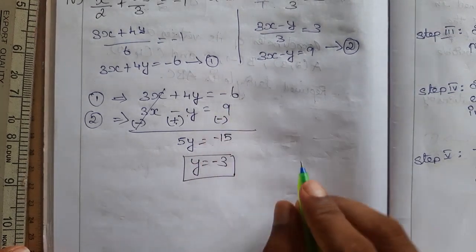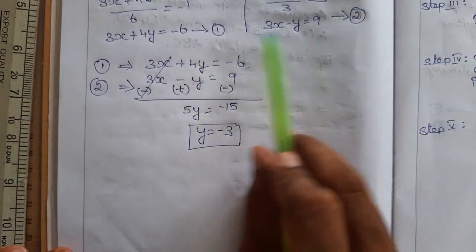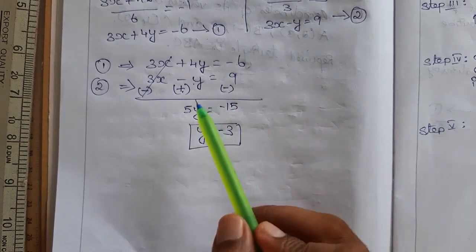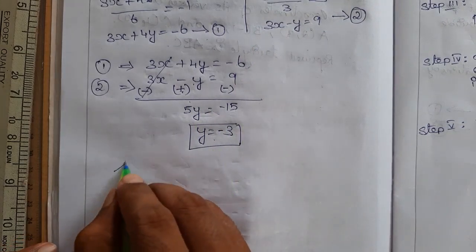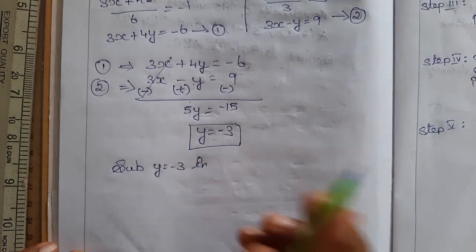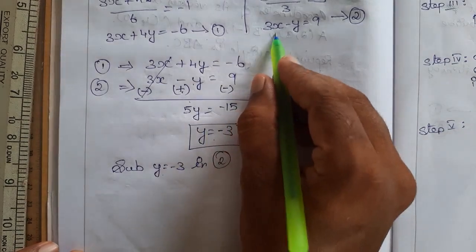Now substitute this y value in either of the equations. Only just 3 steps. The first step, you check the coefficient. After changing it, you just add or subtract, and you will obtain a value for a variable. Then you substitute this in any of the equations. Substitute y is equal to minus 3 in any of these equations. Let me try in equation 2. So equation 2 is 3x.